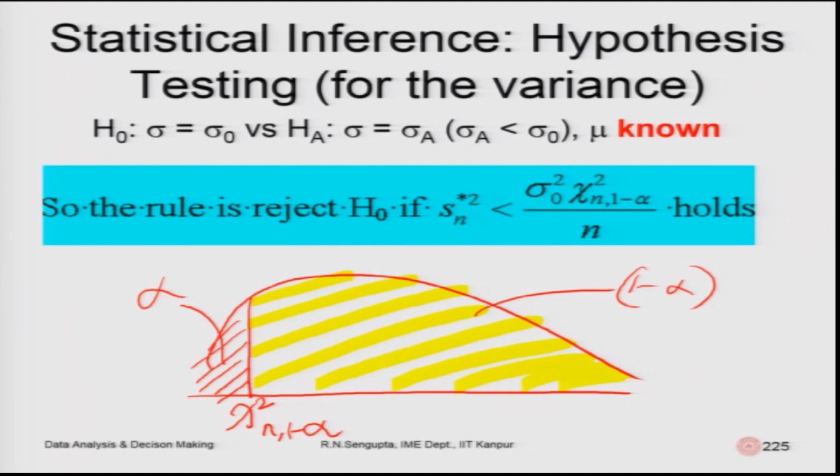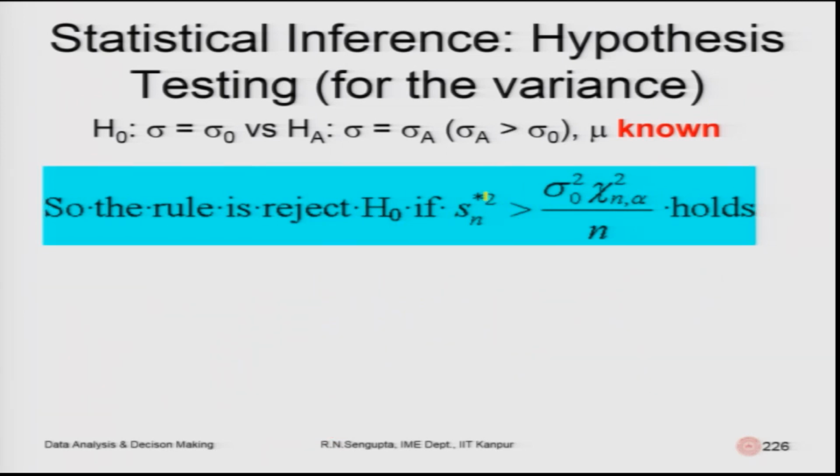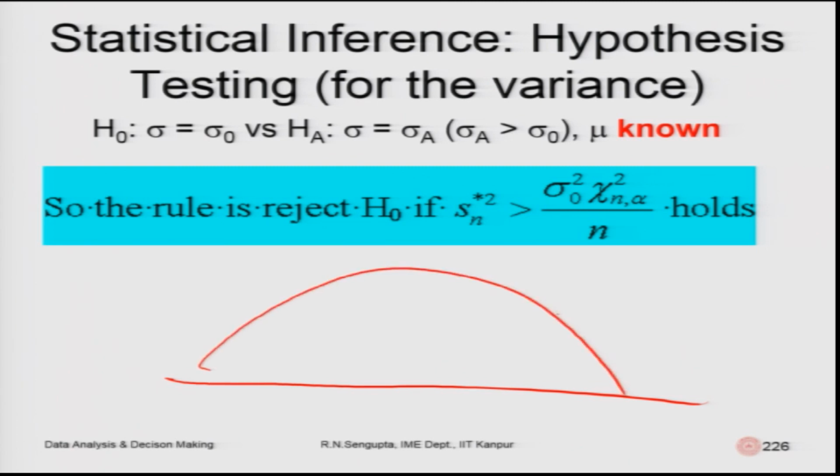So, S dash square by n should be less than sigma square naught under H naught into chi square n, 1 minus alpha, by n. n is the degrees of freedom or the sample size. So, if this is true, then you will reject H naught. Now, coming to the case where you have the greater than type, I first draw the diagram and just mention that.